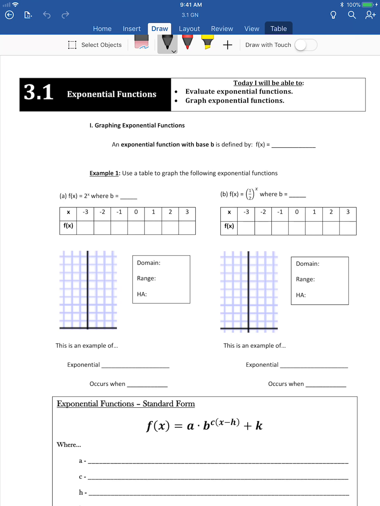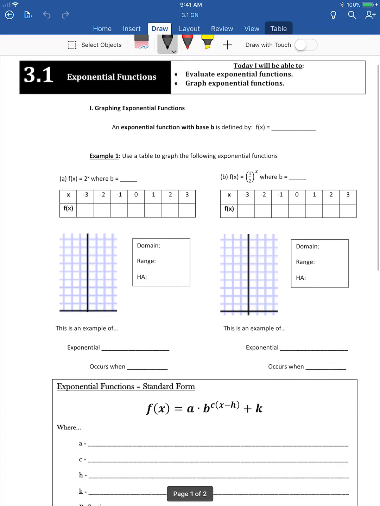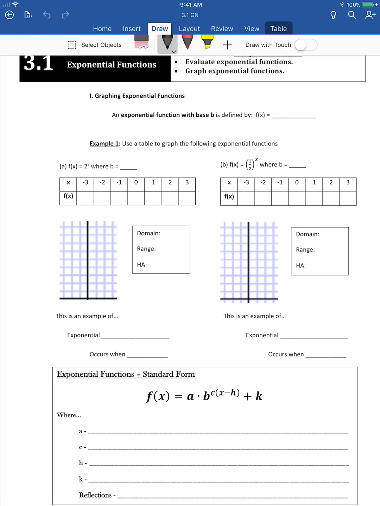But today we are starting Unit 3, starting with 3.1, of course, exponential functions. This whole unit will talk about exponential functions and then logarithmic functions. This is a really cool topic, especially because it has so many real world applications. So look forward to that as we delve into this in class. But for now, we're going to go through the basics.